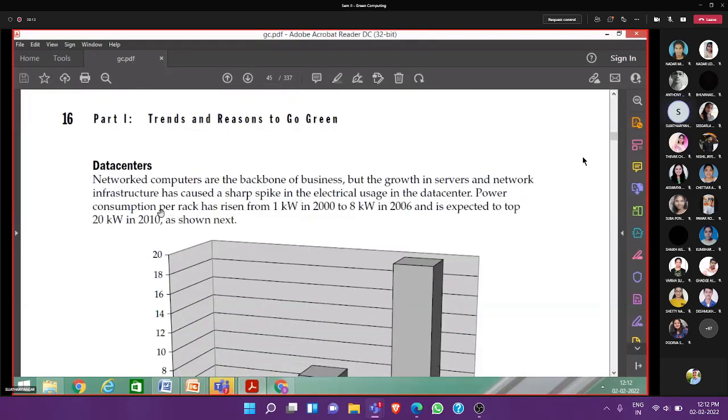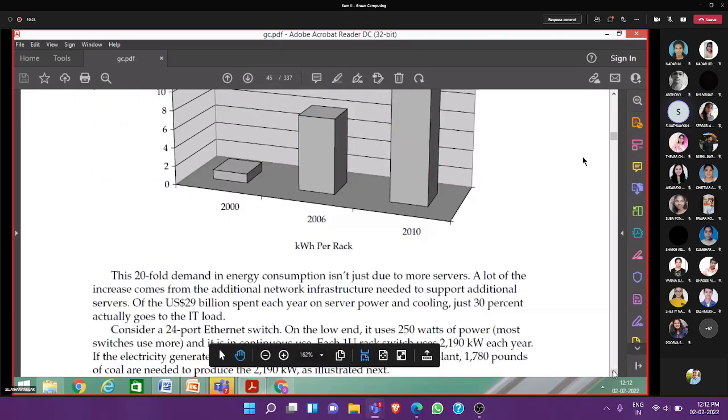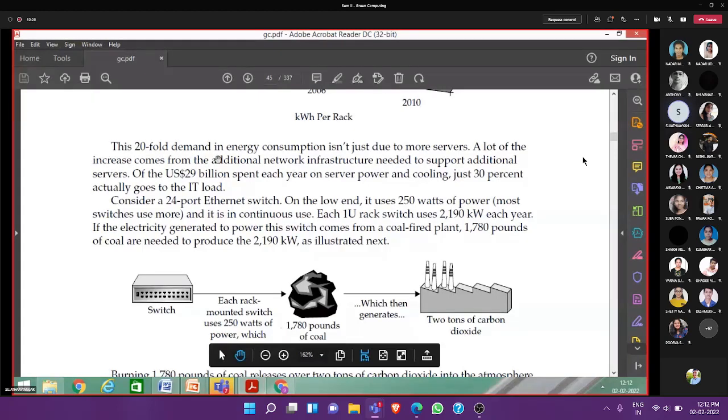So here they have given power consumption per rack has risen. So then immediately you need to understand the meaning of this. Okay. Next. The 20-fold demand. 20-fold demand means that many times, 20 times. Demand in energy consumption is not just due to more servers. A lot of the increase comes from the additional network infrastructure needed to support additional servers. Of the US dollar 29 billion spent each year on server power and cooling.